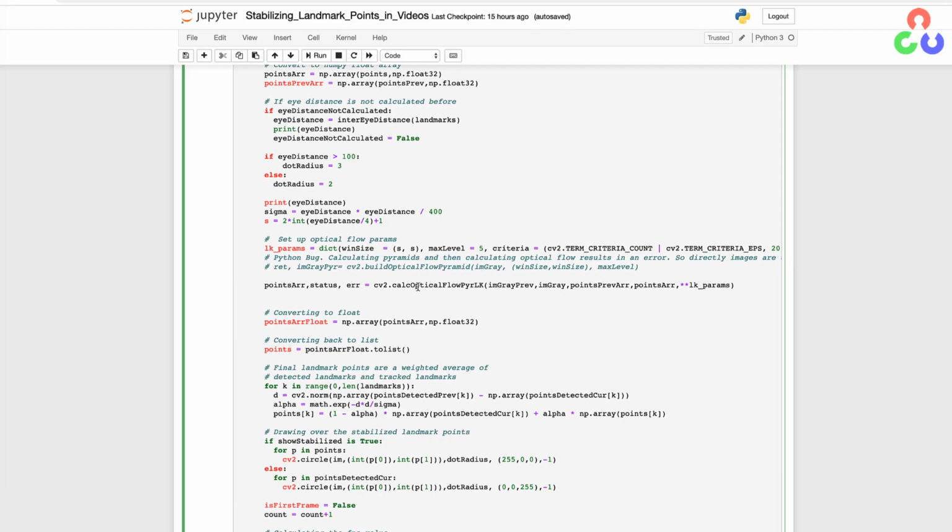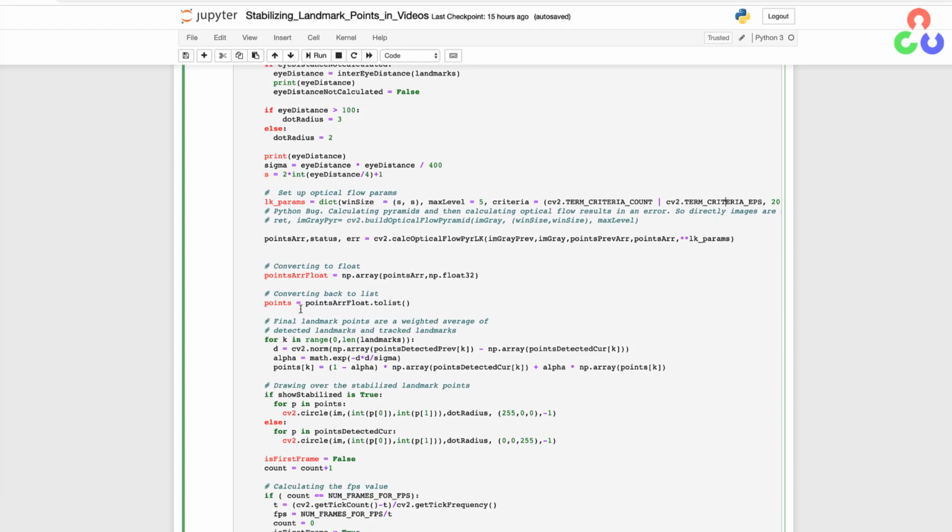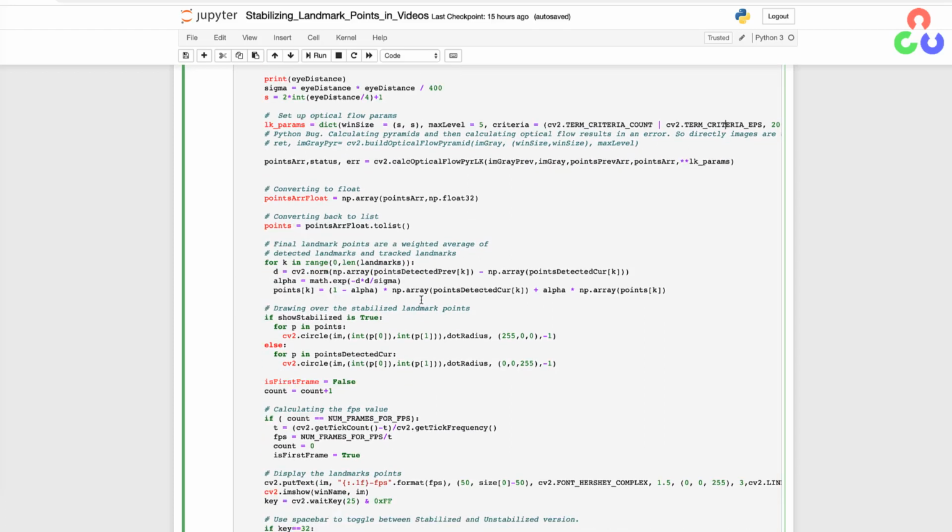Next, we pass the optical flow parameters to calc optical flow PYR LK and calculate the points through optical flow. So these are the new points that have been obtained using optical flow. Now, there are a few format conversion transformations we need to do here. This is just because the data needs to be in a certain format. So nothing substantial going on here. Next, we need to calculate the alpha, which will be used to combine the detection and optical flow results. Let's see how it is done.